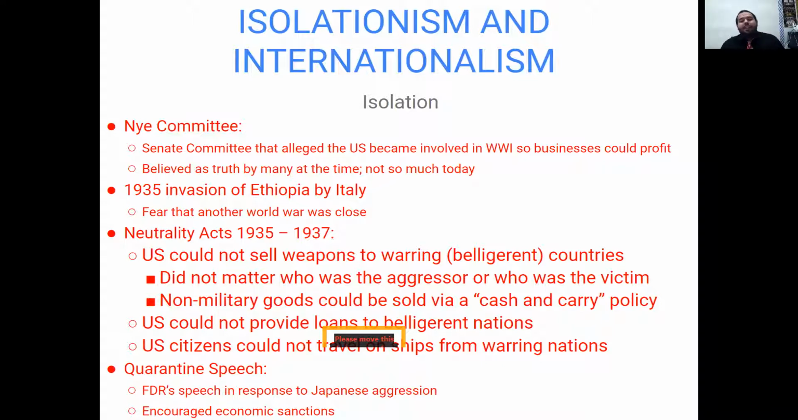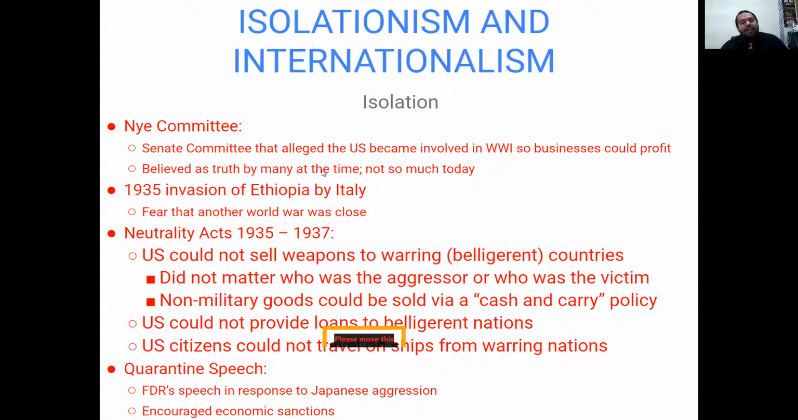And then non-military goods could be sold via the cash and carry policy, meaning countries that needed non-military goods like foodstuffs and other types of non-military aid. With this cash and carry policy, you would have to pay up front in total, and you would have to come to the United States and get it. Cash and carry.